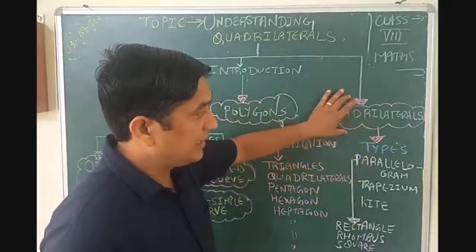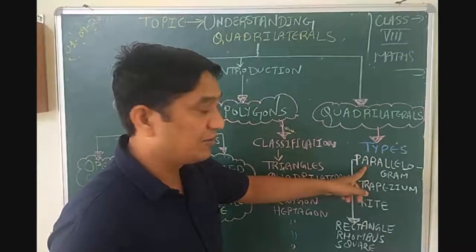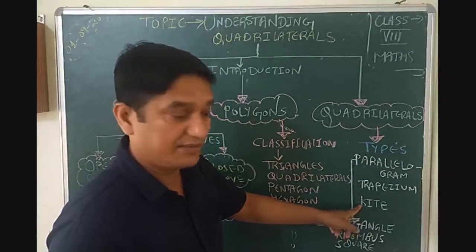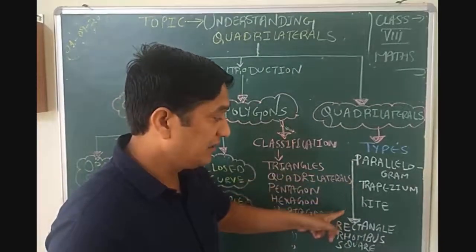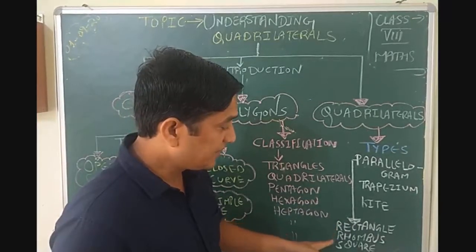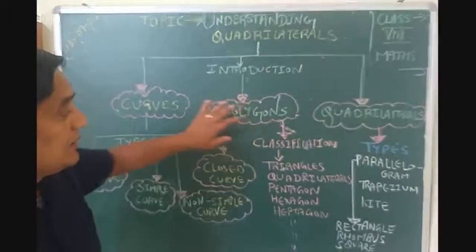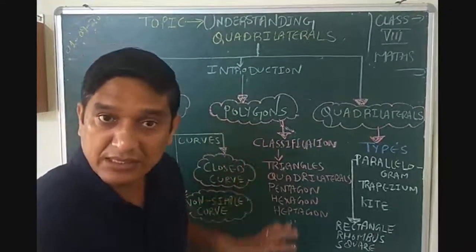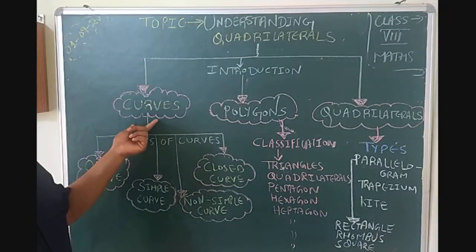And we know that quadrilateral is mainly divided into three types: parallelogram, trapezium, and the third one is kite. And parallelogram is further classified into three categories, that is rectangle, square, and rhombus. Now children, we have to learn each and every concept in detail one by one. So children, let us start first with the curves.